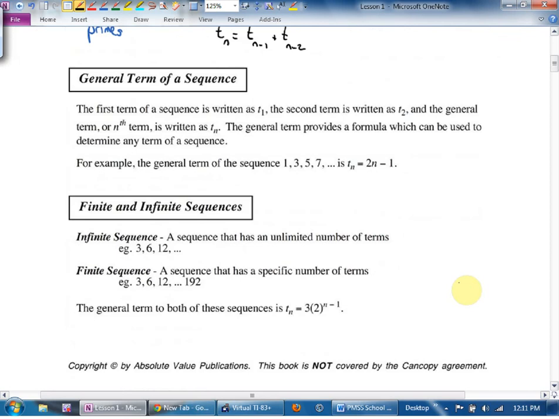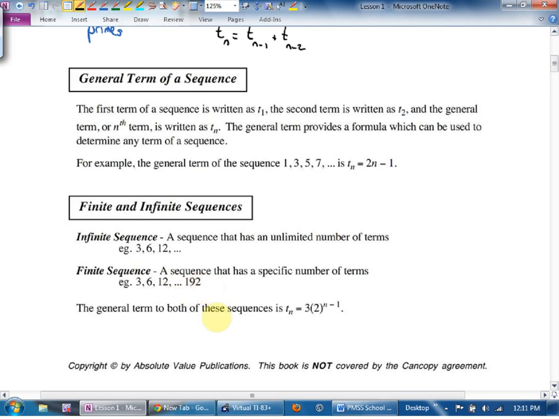We break sequences, first of all, into two main types, finite and infinite. Infinite has a dot, dot, dot, and so it goes on forever. Finite often has a dot, dot, dot in the middle, but then they add a last term, and what they're saying there, Dina, is stop there!